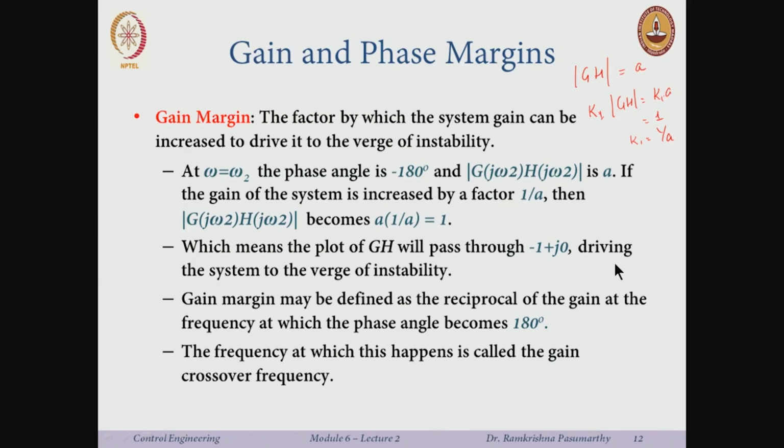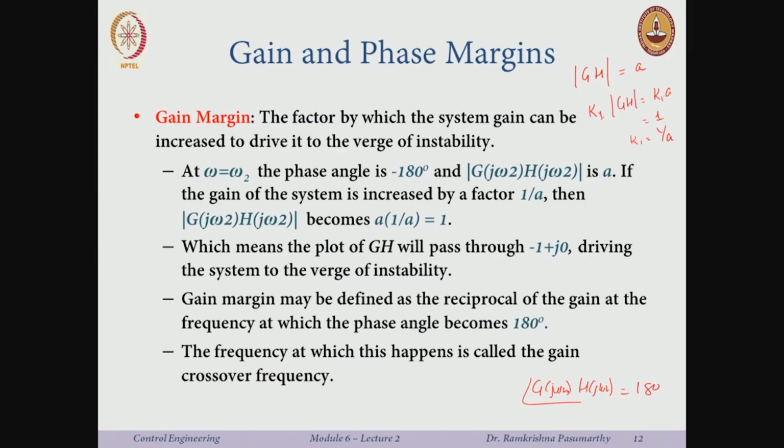So, now how do we define this? What is this gain margin in terms of a number? This gain margin may be defined as the reciprocal, 1 over A. Reciprocal of what? Reciprocal of the gain at the frequency at which the phase angle becomes 180. This frequency we defined as omega 2. At omega 2, the angle of G(j omega 2) H(j omega 2) was 180.